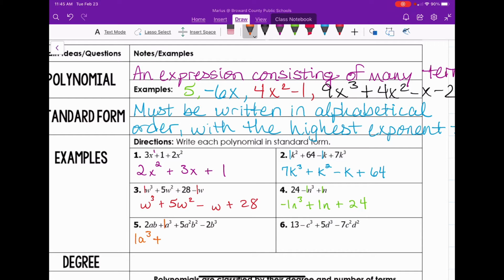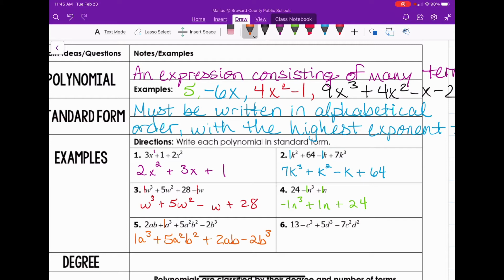It's a squared, and it's positive 5a squared b squared, plus, we still have to continue going in order, so there's another term that has a, that's 2ab, and then the last term is negative 2b to the third power. And we put it in alphabetical order with the largest exponent going first.